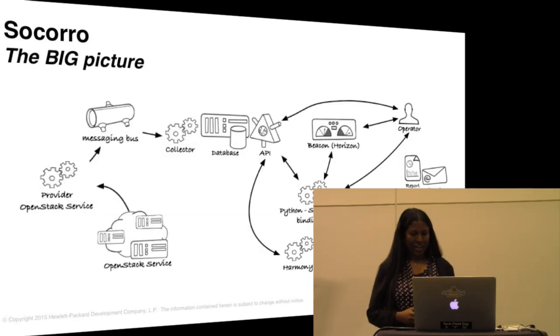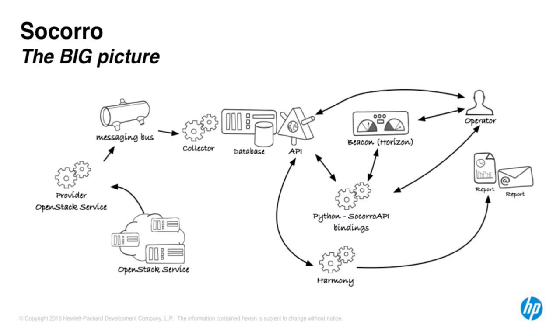This is a quick architectural overview of Socorro. As described, there are the target systems that you're collecting from, whether it's an OpenStack service or an infrastructure service, and then the data gets into the messaging bus, and it's input by the collector into a database. Once it's in the Socorro database, it's accessible via the APIs, via the client, or the Horizon panels.